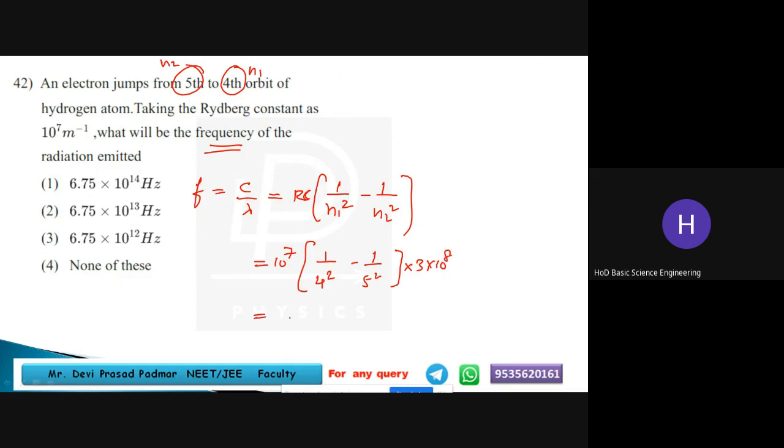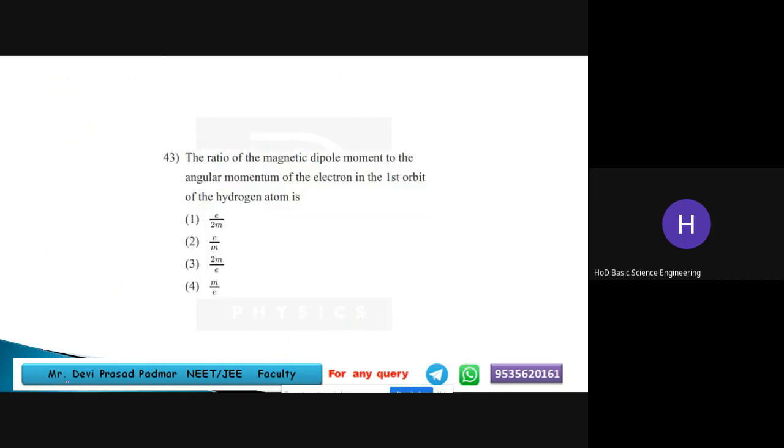Yes, you must get 6.75 into 10 power 13. Okay, 6.75 into 10 power 13. That means for question number 42, option 2. Yes, this is direct.